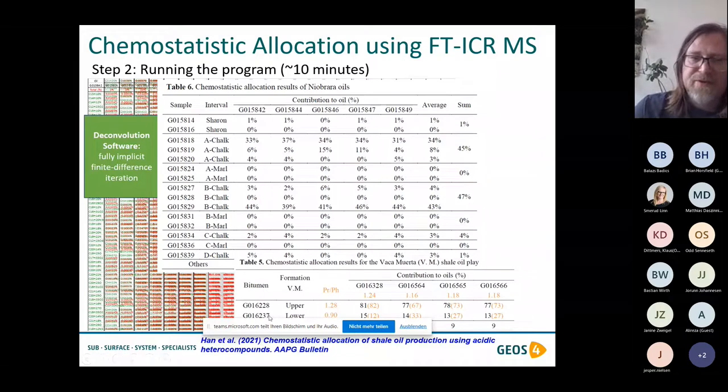Also taking into account that only two samples were used for this allocation.